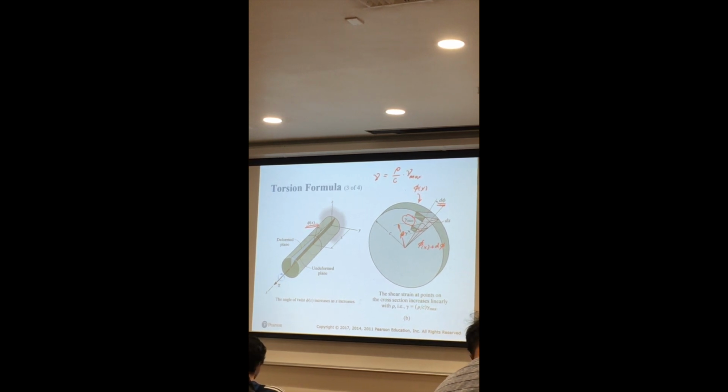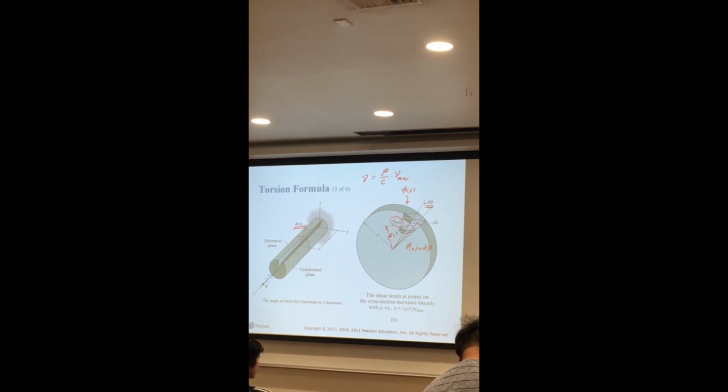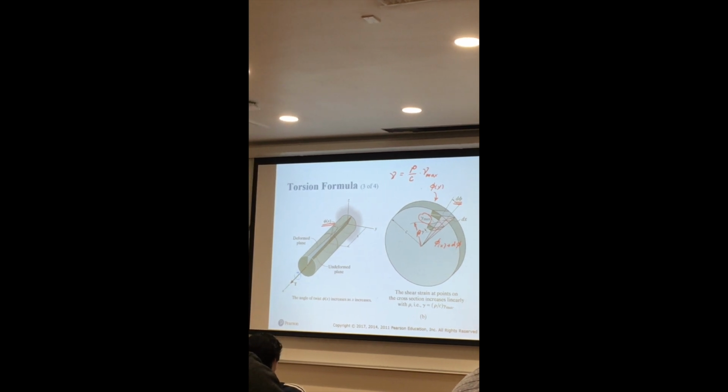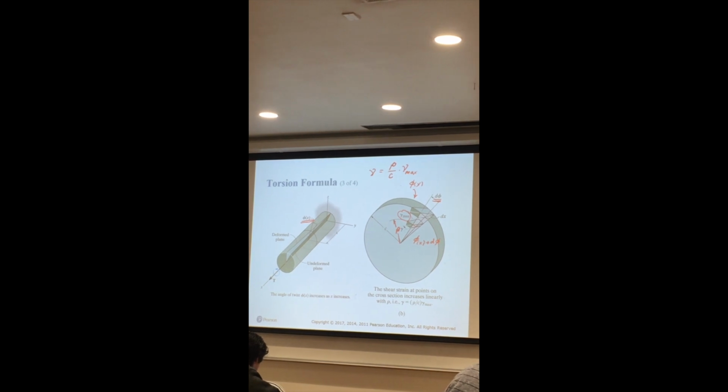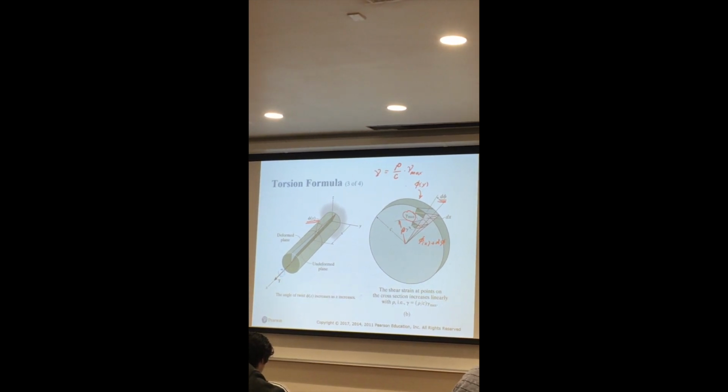So, rho is the radial distance where you're interested. C is the radius of the shaft. And that ratio times gamma max gives you the gamma that you have at each radial position. Okay, so far so good. In other words, the shear strain that we have in each of these cross sections of the shaft varies linearly along the radial line, from zero to a maximum gamma max value up there. So keep that in mind.